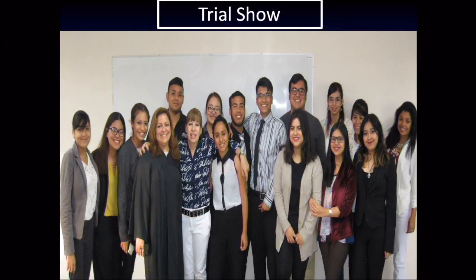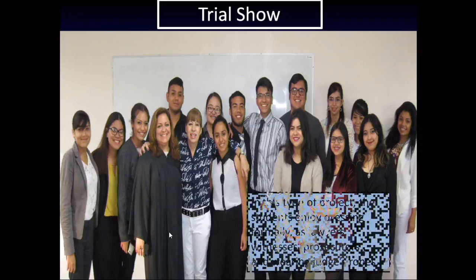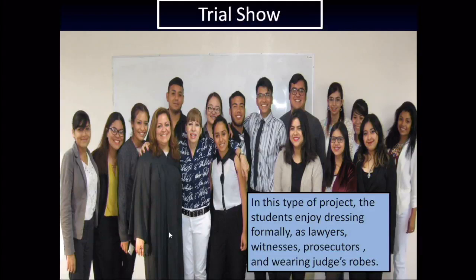And here are the students. See, they're wearing robes, and they're dressed like lawyers. In this type of project, the students enjoy tremendously dressing their part.